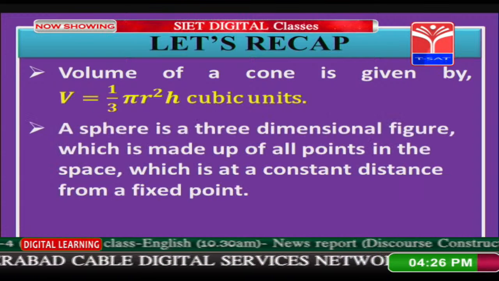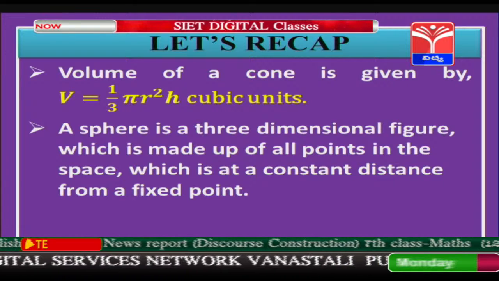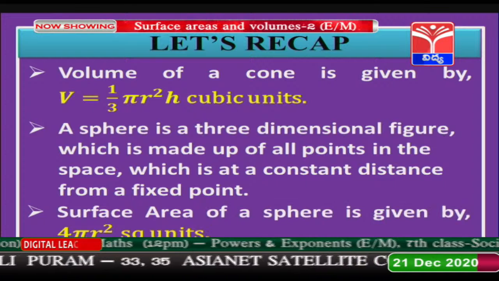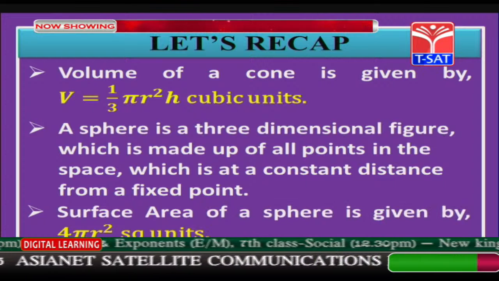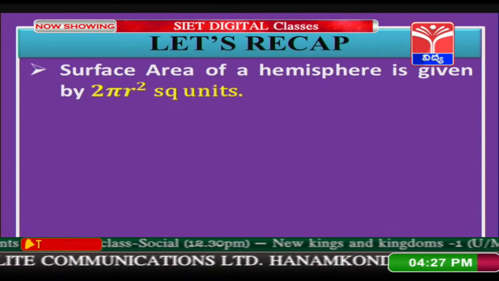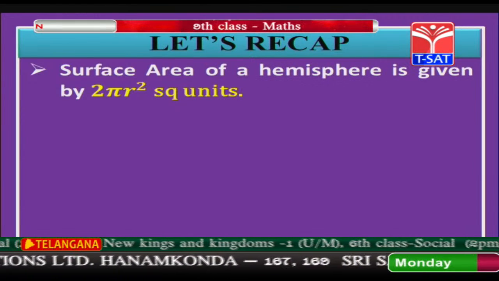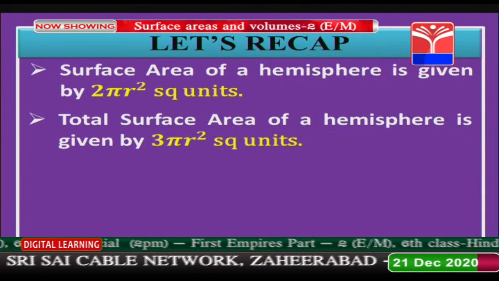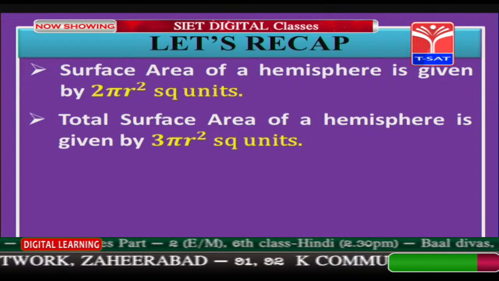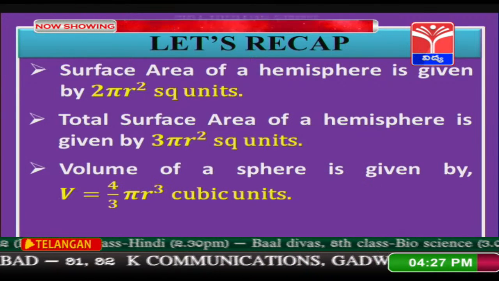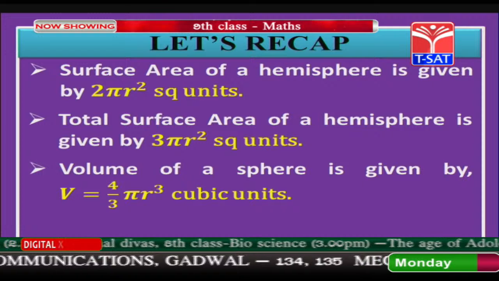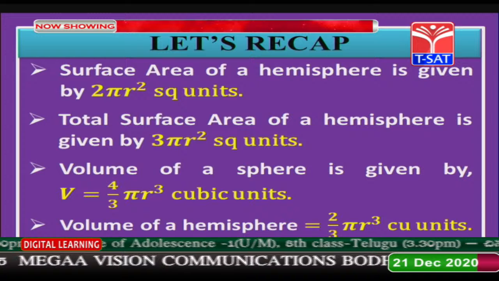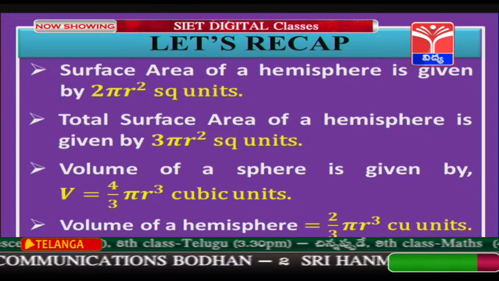A sphere is a 3-dimensional figure which is made up of all points in space which are at a constant distance from a fixed point. Surface area of a sphere is given by 4 pi r square units. Surface area of a hemisphere is given by 2 pi r square units. Total surface area of a hemisphere is given by 3 pi r square units. Volume of a sphere is given by V is equal to 4 by 3 pi r cubed units, whereas volume of hemisphere is given by 2 by 3 pi r cubed units.